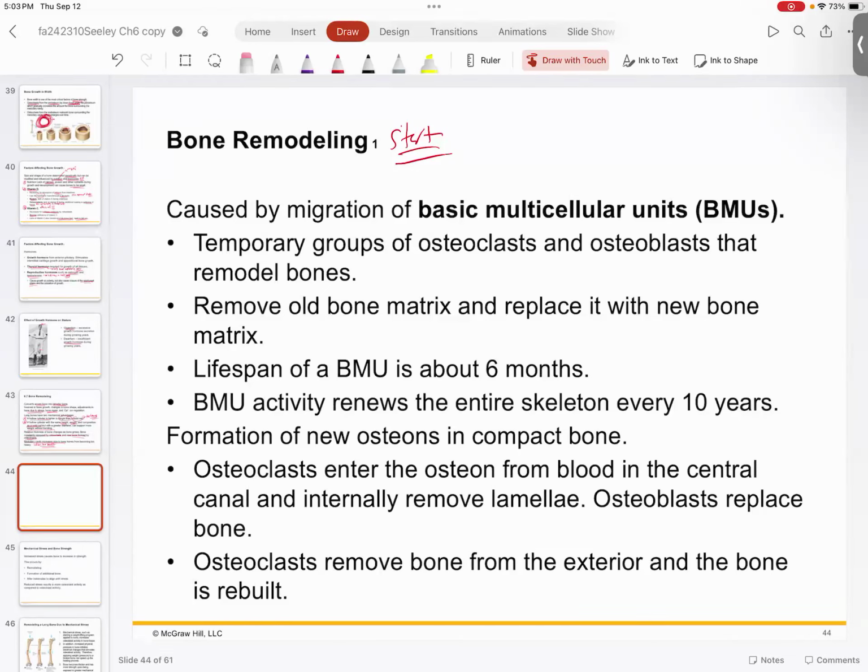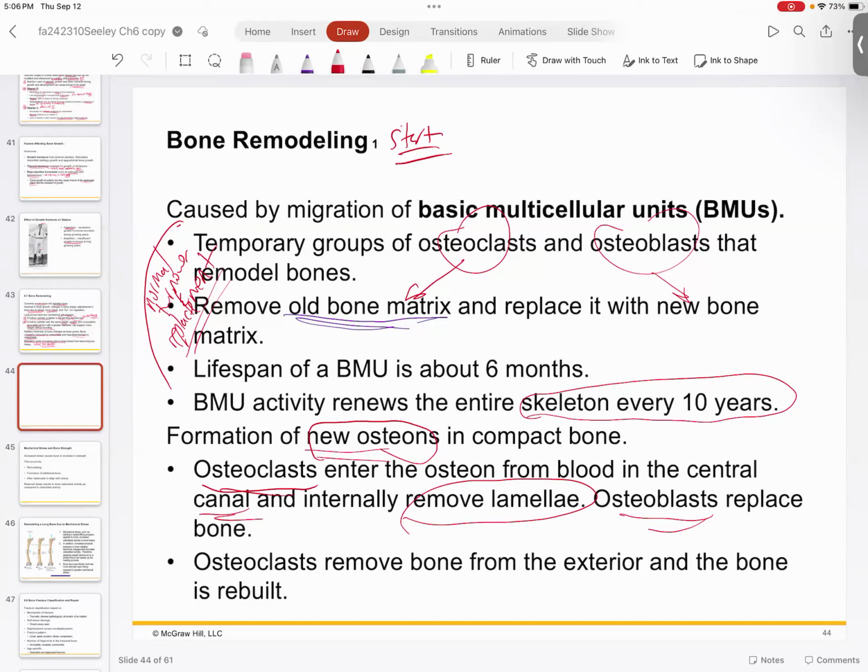The way you do that is the same basic pattern. You send in the osteoclasts, which come in from the blood into the central canal, move into the osteon itself, and start removing some of that lamella. Then osteoblasts replace that bone quickly. You don't just remove your bony matrix and leave it removed. You lay down new bony matrix almost immediately after. It should be a one-to-one relationship: for every unit of lamella removed, you replace it immediately with a new unit of fresh bone.